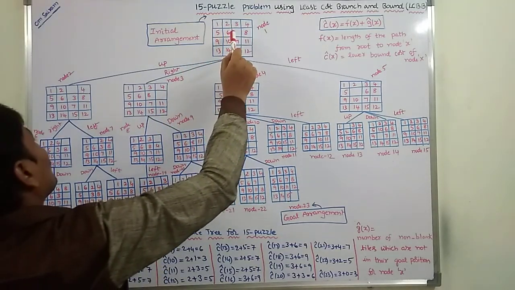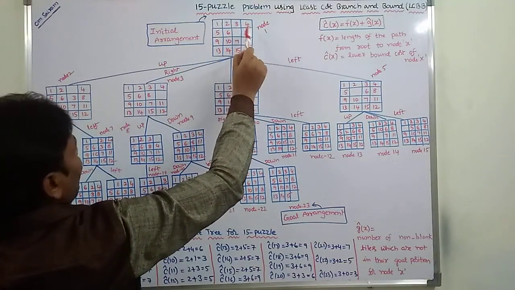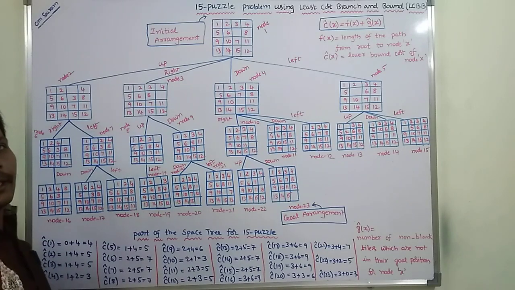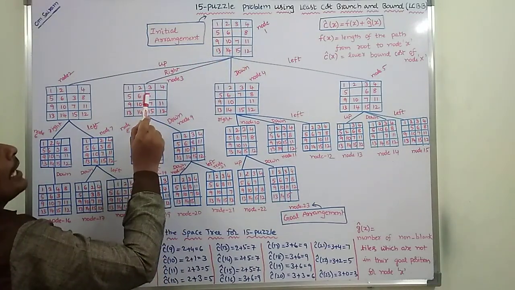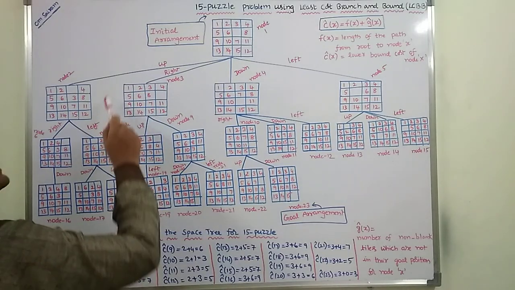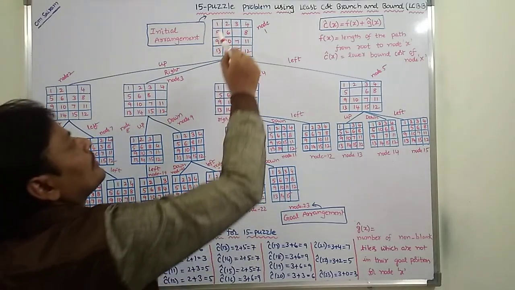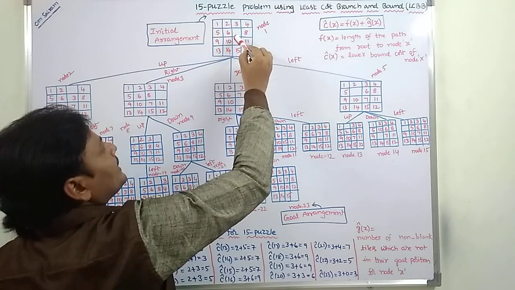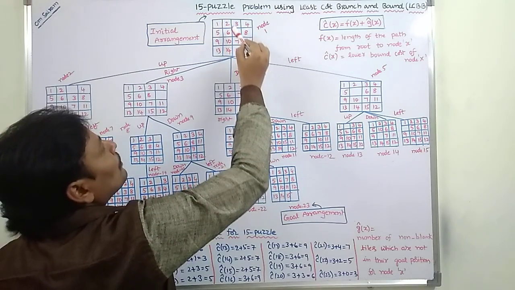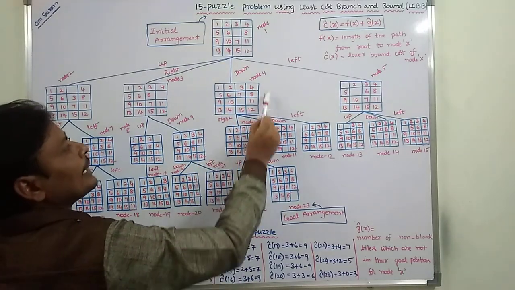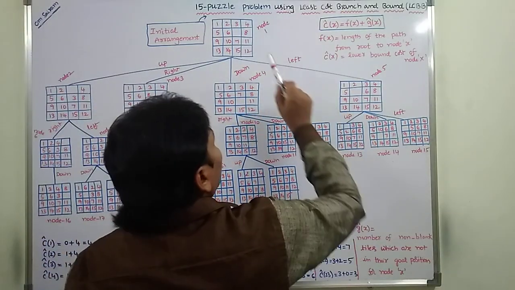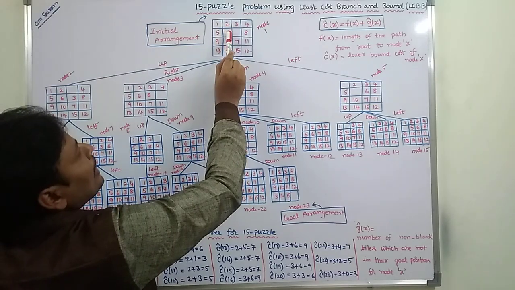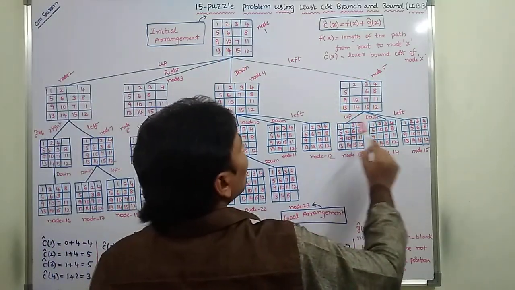Next, the empty tile can be moved to the right, and 8 can be moved to left. This is the outcome we are getting. Next one, the empty tile can be moved down, and after that the seventh tile can be moved up. This is the outcome. Next one, the empty tile can be moved to the left, and the sixth tile can be moved to the right. This is the outcome we are getting.